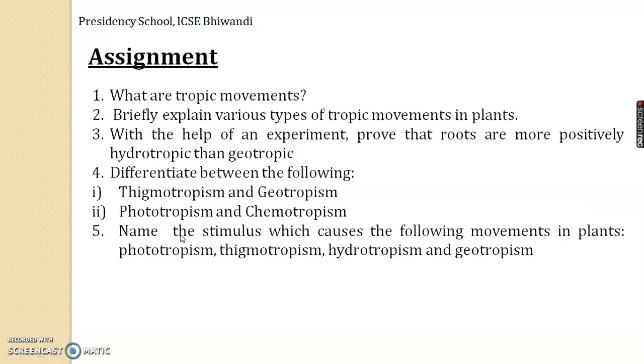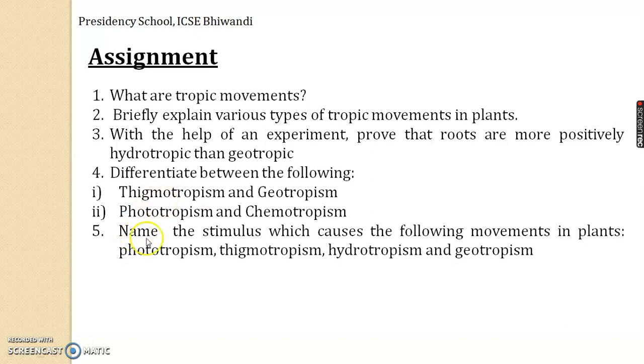A short assignment for you. First, please note down what tropic movements are. Briefly explain various types of tropic movements in plants. With the help of an experiment, prove that roots are more positively hydrotropic than geotropic. Differentiate between thigmotropism, where the stimulus is touch, geotropism, gravity, and phototropism, response to light, while chemotropism means in response to chemicals.